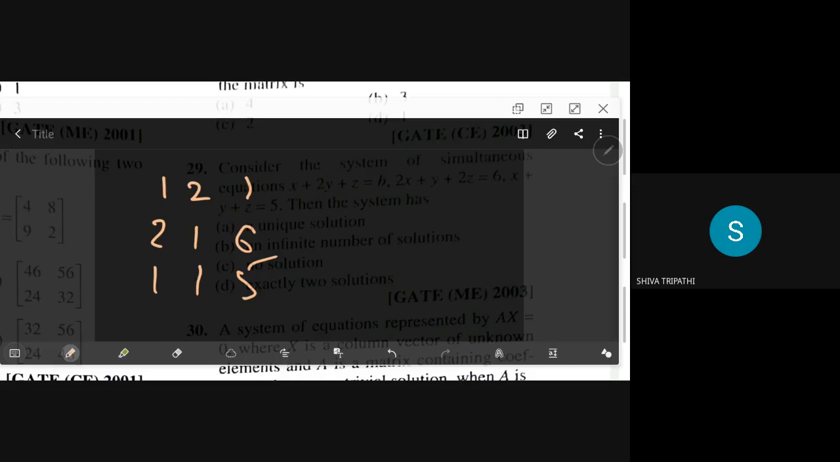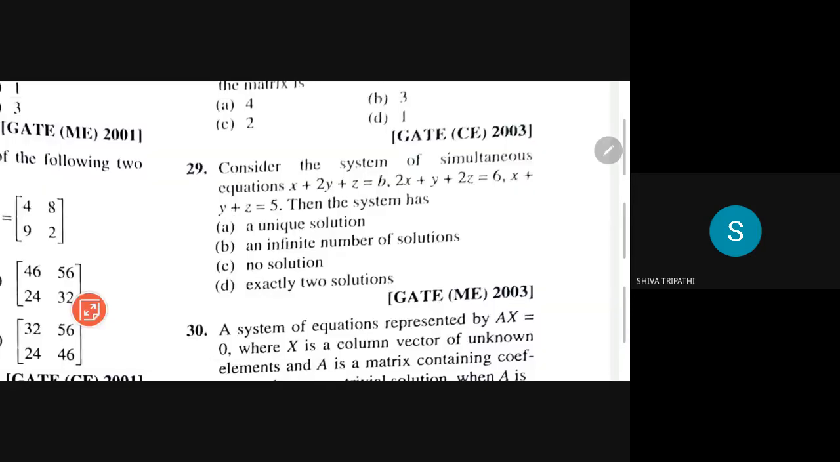No, the last column I am asking about. The last means the right hand side. You have B, 6 and 5. Now you have to see this. Sir, the third column is 1, 2, 1. What is the first column? The first column is also 1, 2, 1. Okay, third column is 1, 2, 1.